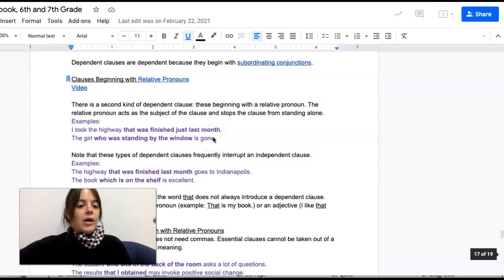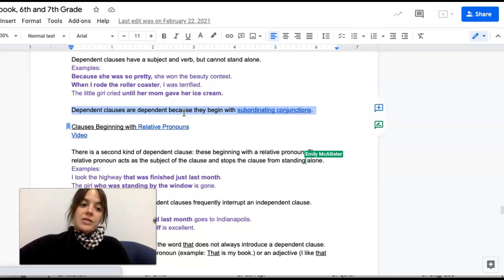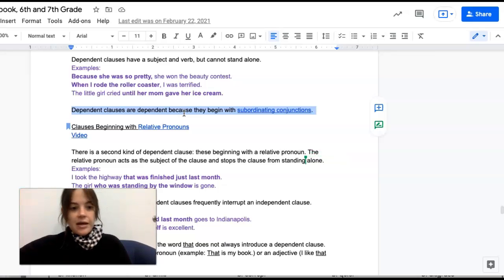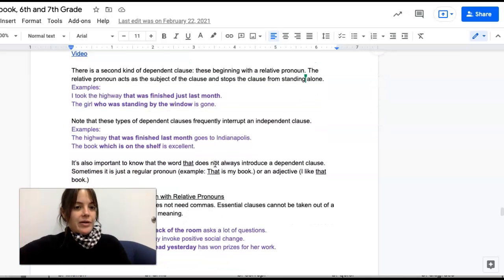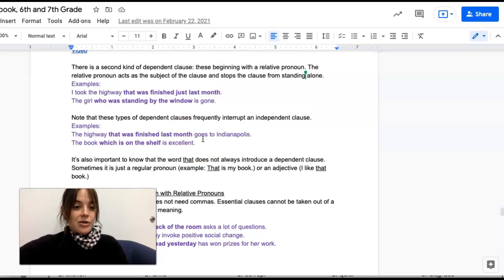Okay, so a lot of times we focus on our dependent clauses that begin with our subordinating conjunctions, aka our WUPUS words like after, although, while, because, if, since, all of those, okay? But as you hopefully remember, there's a second kind of dependent clause, which begins with relative pronouns. All right, the relative pronoun acts as the subject of the clause and stops the clause from standing alone. Now, those relative pronouns are usually going to be who, which, and that.